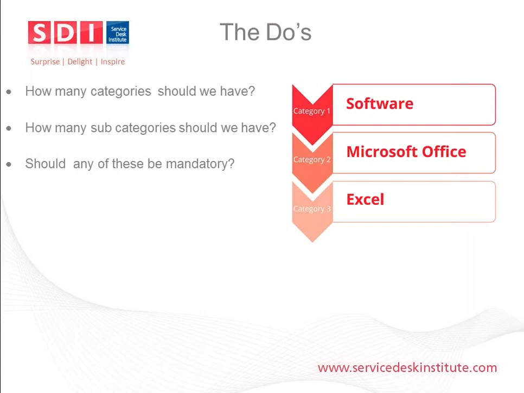Yeah, so I think that's in the example on the slide there. We've got software, Microsoft Office, Excel. So that second category should be mandatory, but actually that could easily cover the whole issue. The whole of Microsoft Office is down. So Excel is an excellent piece of additional information, but may not necessarily need to be mandatory.